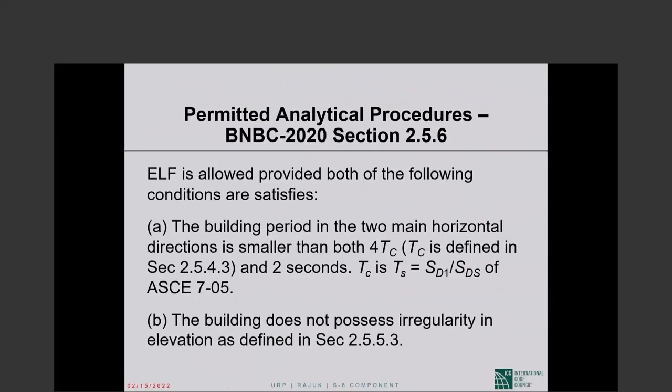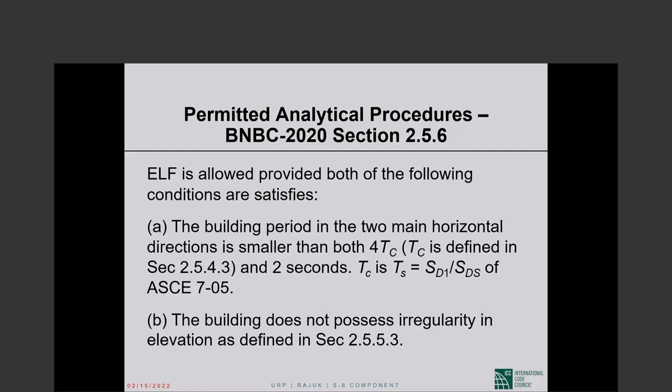We will start with BMBC 2020 requirements. This is now section 2.5.6. 2.5 is the section on earthquake loading, as you know by now. This section says equivalent lateral force is allowed. That procedure is allowed, provided both of the following conditions are satisfied. So you can design a structure using equivalent lateral force procedure if two conditions are satisfied. This is different from ASCE 7 requirements that I showed you earlier.